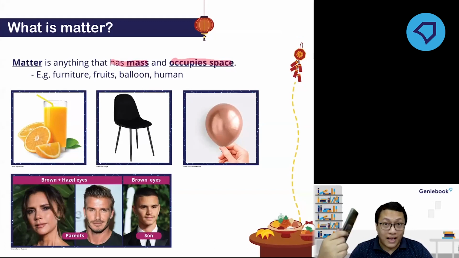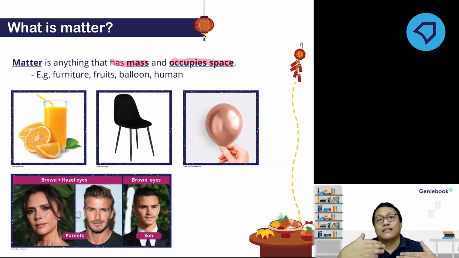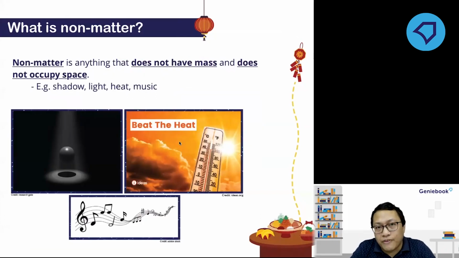Whenever you are asked whether something is matter or not, and your answer is yes, you have to explain this way: because it has mass and it occupies space. That is the short and correct answer for that kind of explanation. Any question about matter?